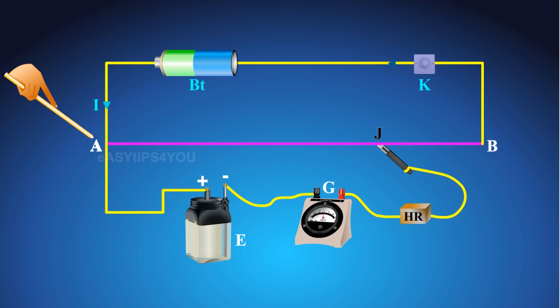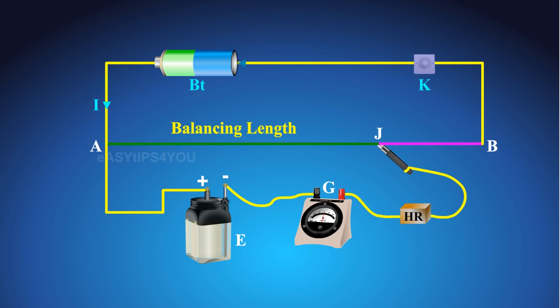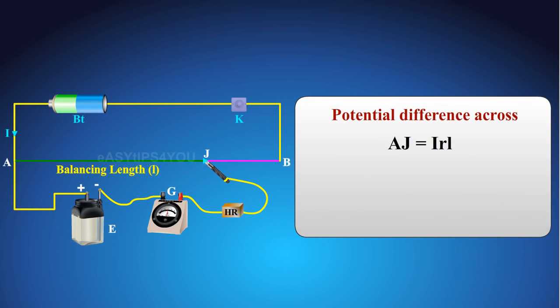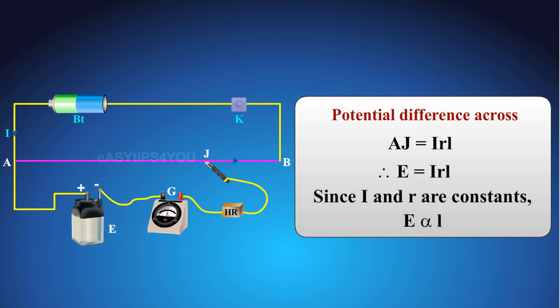If the potential difference between A and J is equal to the EMF of the cell, no current flows through the galvanometer. It shows zero deflection. AJ is called the balancing length. If the balancing length is L, the potential difference across AJ is equal to IRL, where R is the resistance per unit length of the potentiometer wire and I the current in the primary circuit. Therefore, E is equal to IRL. Since I and R are constants, E is proportional to L.